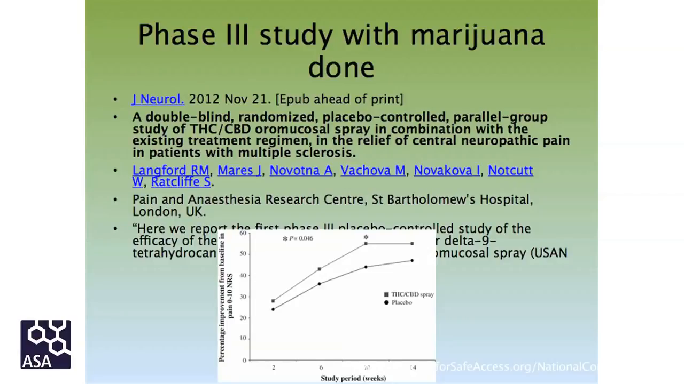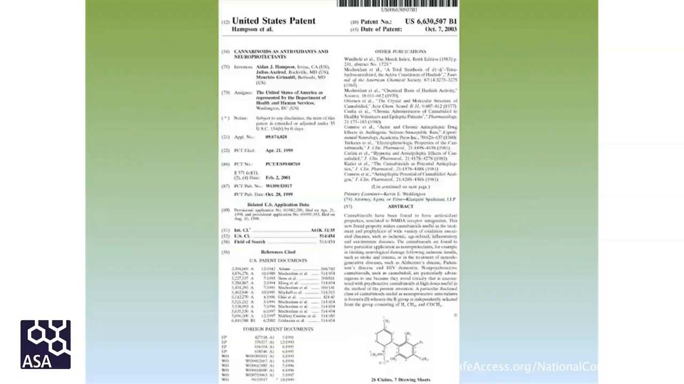Apologies to folks in the audience who know this data much better, but I'm just trying to give an overview of what's out there in the history of cannabis research. There are even patents that the US government has. I'm not going to go into that.